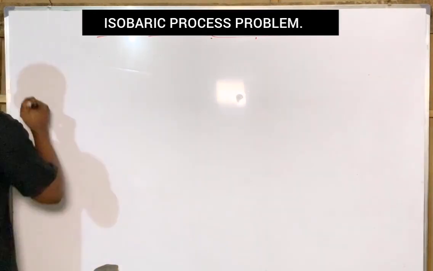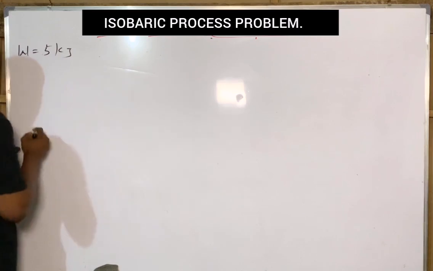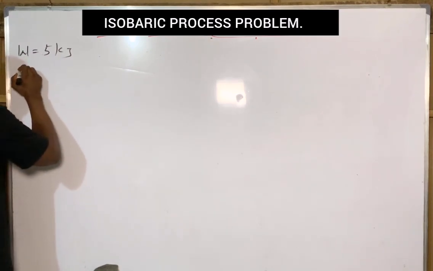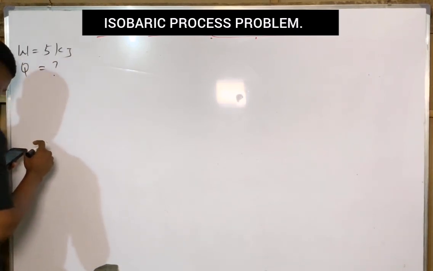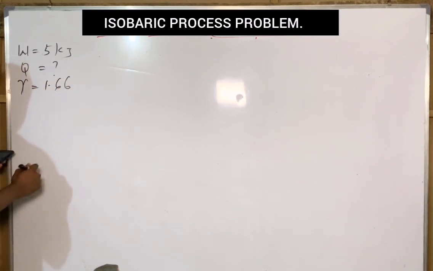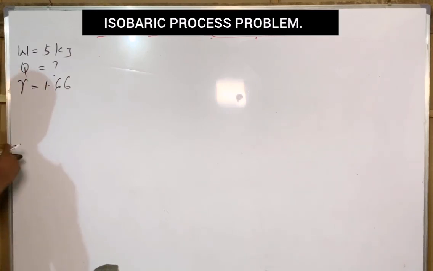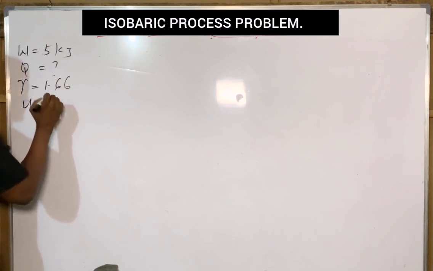We are given that the work done is equal to 5 kilojoules and we're asked to find the heat transmitted, Q, unknown. We are given the ratio of specific heats at constant pressure and volume, gamma, to be 1.66, and we're asked to find the heat transmitted and then how much of this heat is used to raise the internal energy. So basically we're asked to find the internal energy, U, unknown.